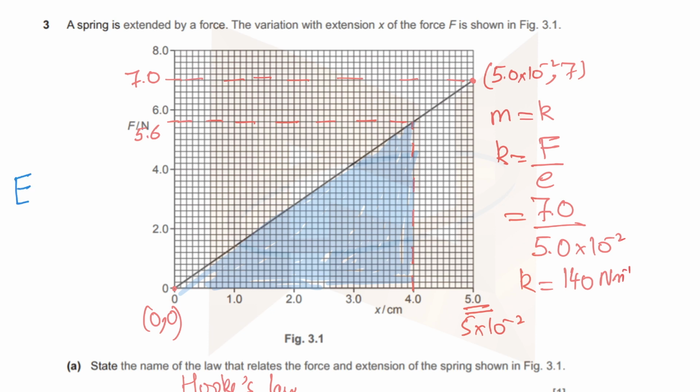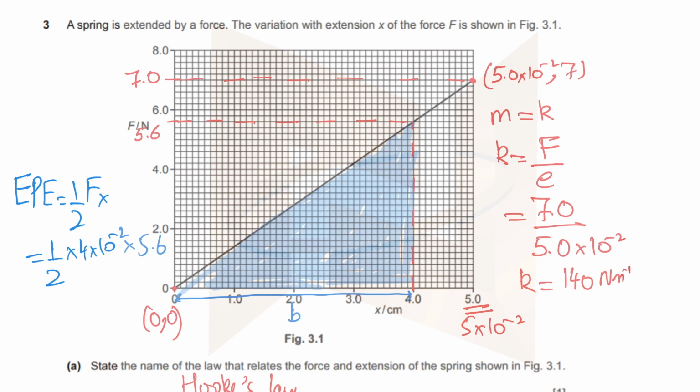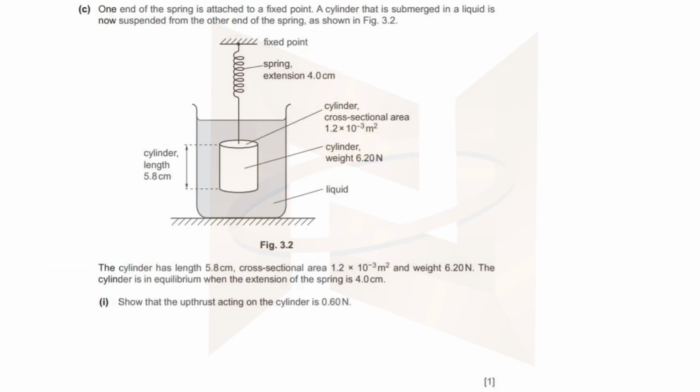So the elastic potential energy would be half Fx, which is 1/2 of 4 into 10 raised to the power minus 2. That is the base, and the height is obviously 5.6. And when you multiply this, you end up getting the elastic potential energy as 0.11 joules. So as discussed in the previous part, you should know that when the extension is 4 centimeters in the spring, the force in the spring is going to be 5.6 newtons.